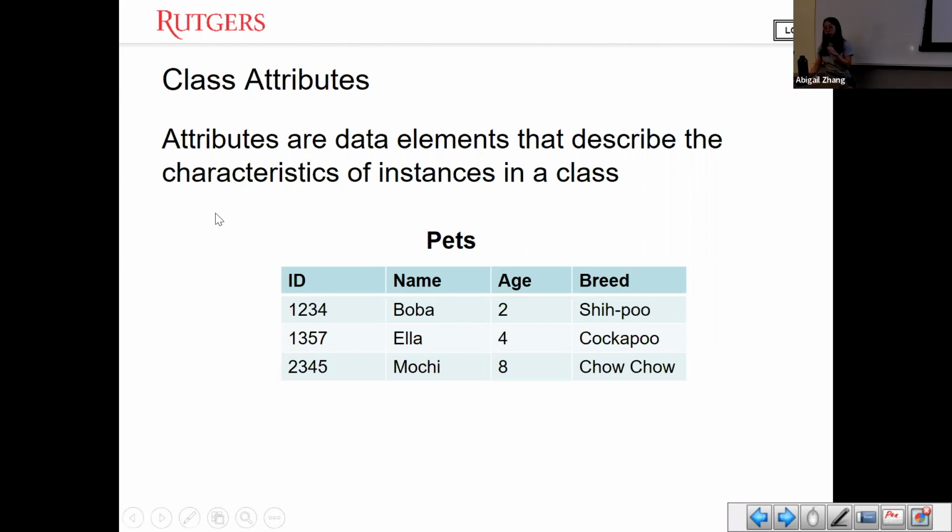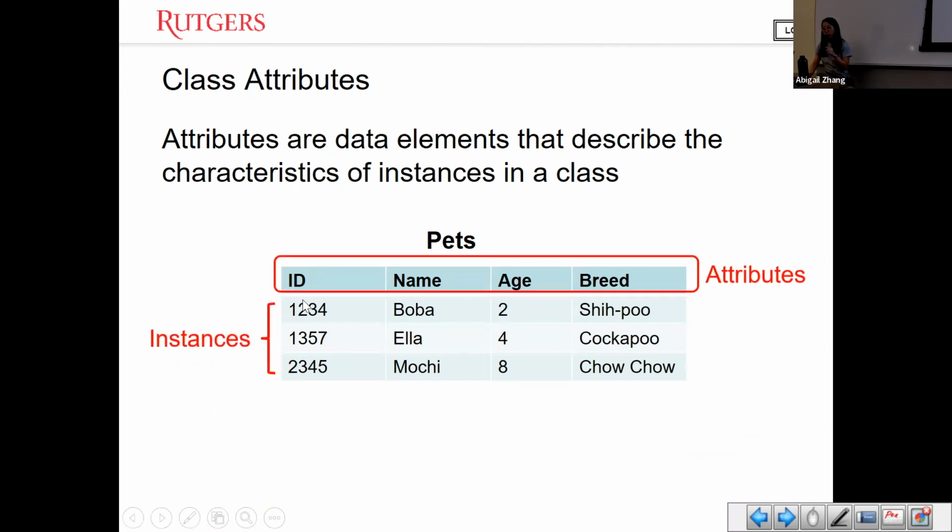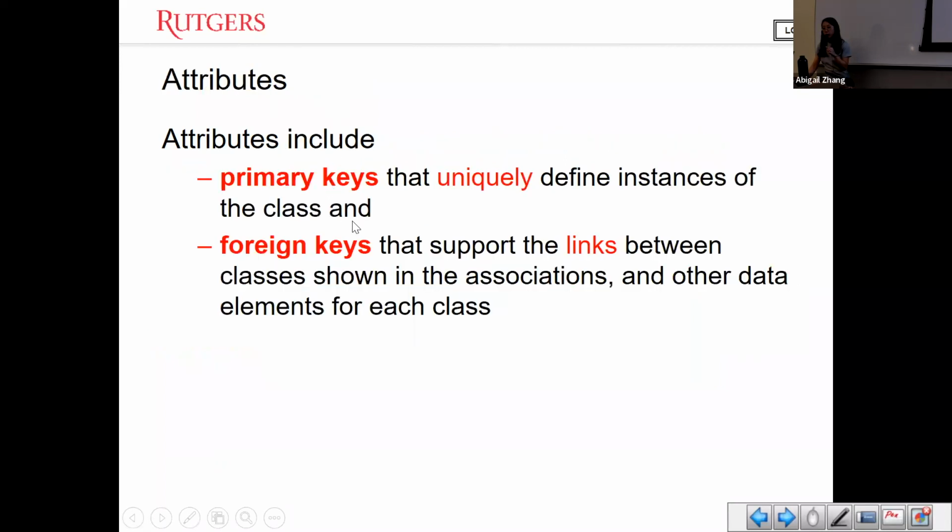Then the attributes can be their ID, which can be their microchip embedded under their ear. Nowadays people do that. And their name, their age, and their breed. So here we say that for each of these records, we call them an instance, right? And when it comes to attributes, in this UML diagram and also in the database, we have to consider primary keys and foreign keys.